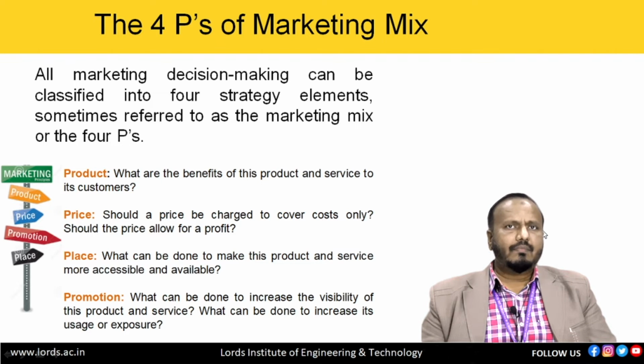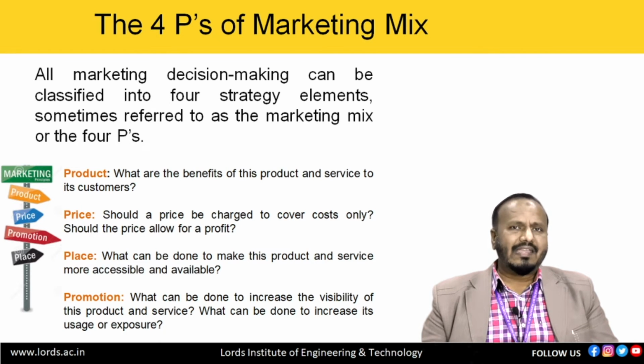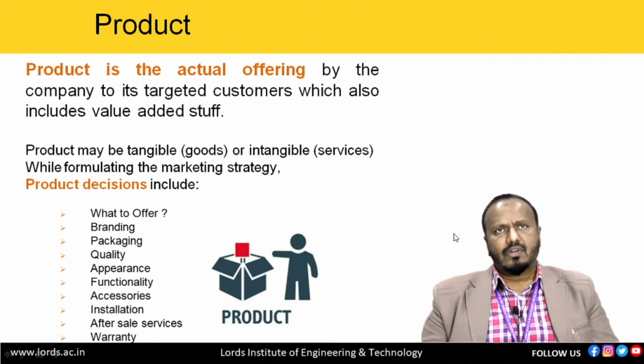Price should be set in such a way that you cover the cost of the goods you are actually manufacturing. Place is nothing but where the product is actually sold and how easily you are making it accessible to your consumer. Promotion is when you try to increase the visibility of your product and service. You do a promotion where customers get attracted and usage and exposure will be more, in order to increase your profits. How do you define product?